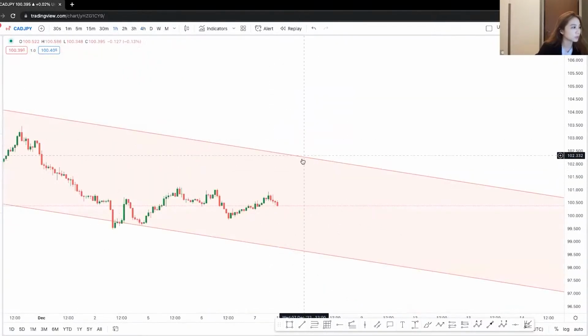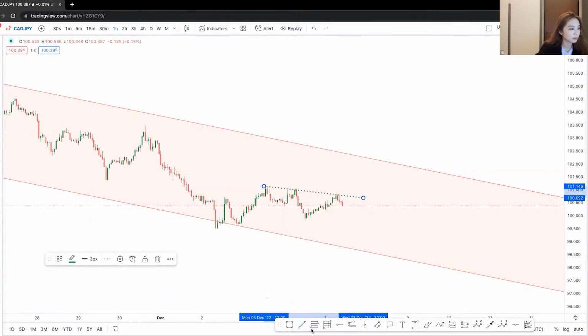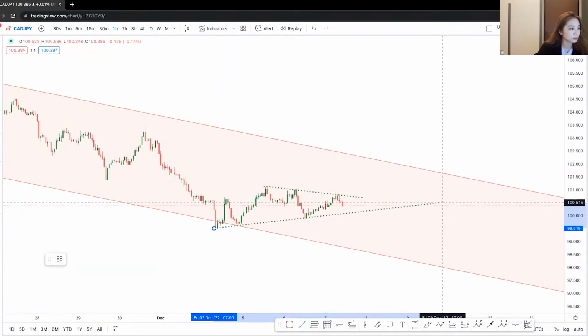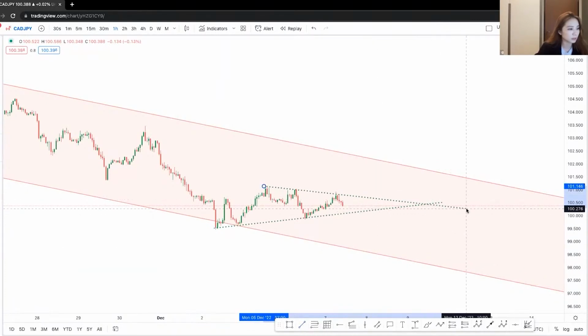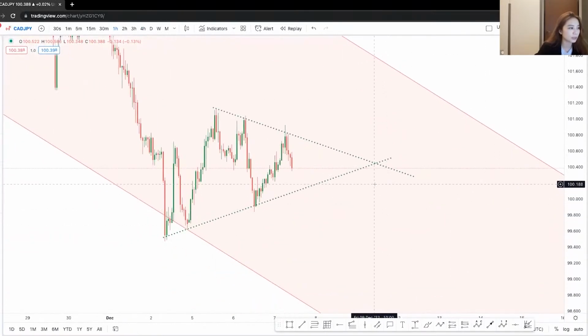Interesting. I think on H1 you'll see a slight triangle. So on H1, you'll be looking at this instead. Let's just do a small analysis on H1.